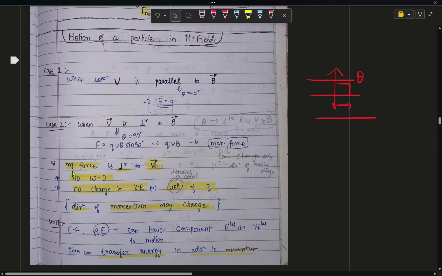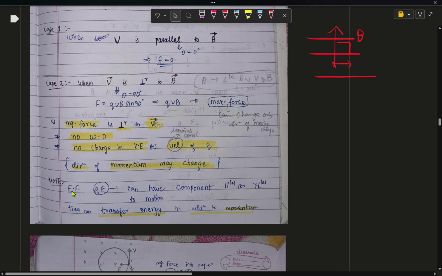The direction will change. If the magnetic field is perpendicular, there will be no work done. No change in kinetic energy because velocity magnitude remains constant. Only the direction is changing. Direction of momentum may change, but there is no change in kinetic energy because there is no change in speed. Velocity magnitude remains constant.